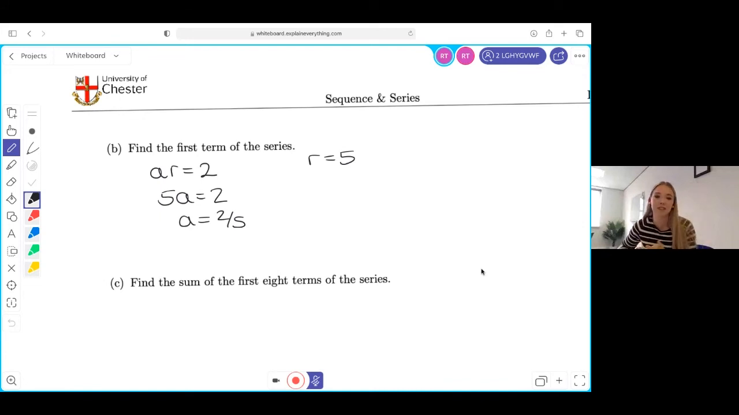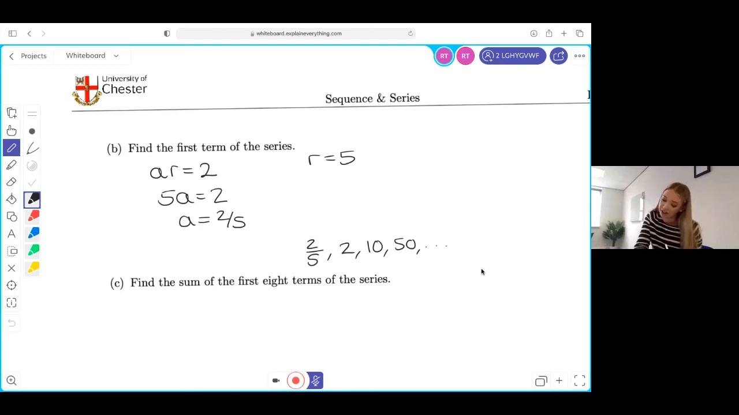You can always check with these ones that they work. So if A is 2/5 and my common ratio is 5, it should be getting 5 times bigger each time. So I'll start with 2/5. My second term, times that by 5, would be 2. My third term, if I times that by 5, would be 10. Fourth term, if I times that by 5, will be 50, and so on. So a lot of these get really big really quickly.